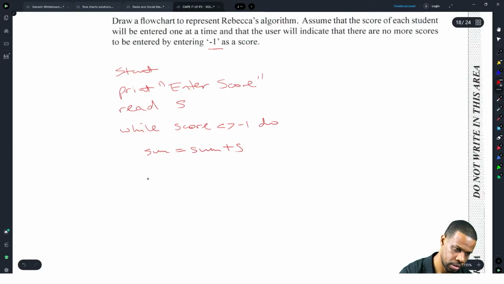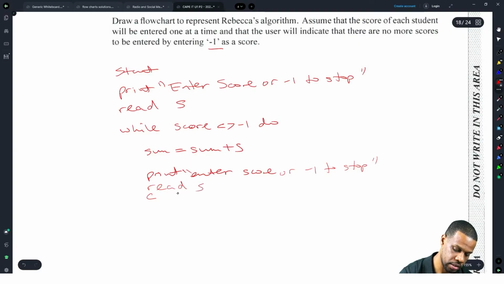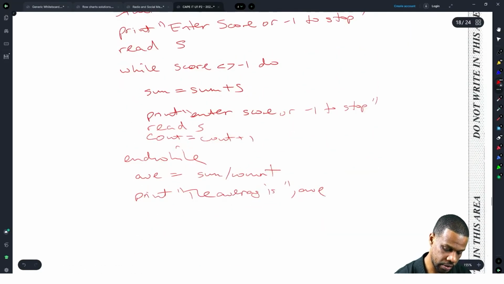print enter score, or enter score or minus one to stop. Yeah, print enter score or minus one to stop. And then we read s and count is equal to count plus one, because you have to keep track of the number of times that you read it. Then end while, and then average is equal to sum divided by count, and then you print the average is average. All right, so I'm going to convert that to our flowchart now.